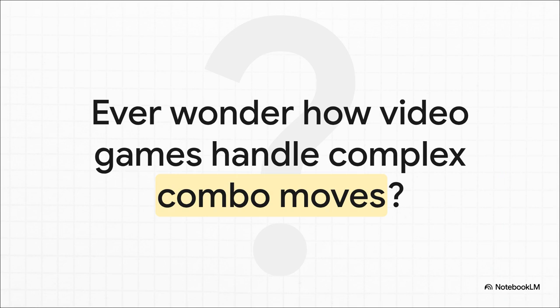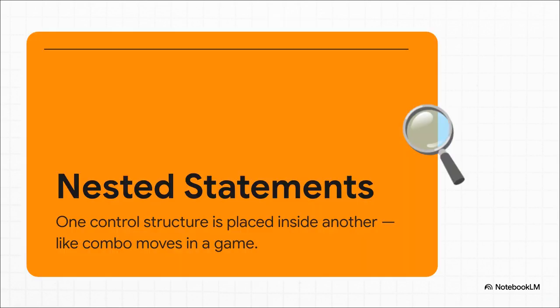So you ever wonder how video games pull off those insane combo moves? You know, you hit button A, then button B, then a joystick move, and bam! You unleash this epic attack. Well, that whole sequence, where one move depends on the last one, that's exactly what we're talking about today. And really, that's all a nested statement is.